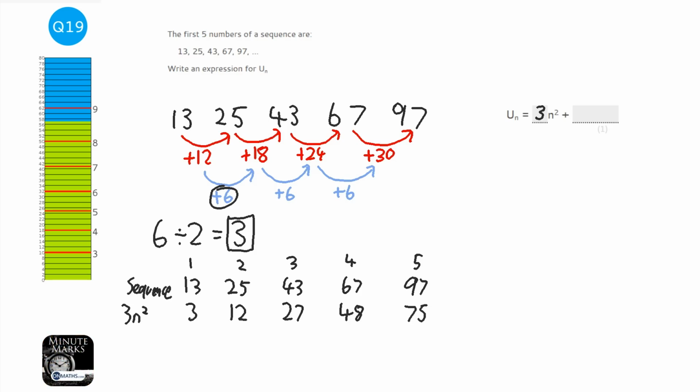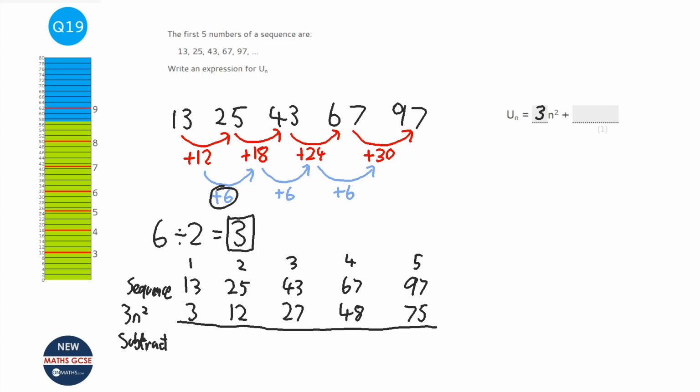Now what I want to do next is I want to subtract the sequence. I want to do the sequence take away the 3n squared. We know that 3n squared is a part of it. We need to just take it away so we know what's left. So 13 take away 3 is 10. 25 take away 12 is going to be 13. 43 take away 27 is going to be 16. 67 take away 48 is going to be 19. And 97 take away 75 is going to be 22.